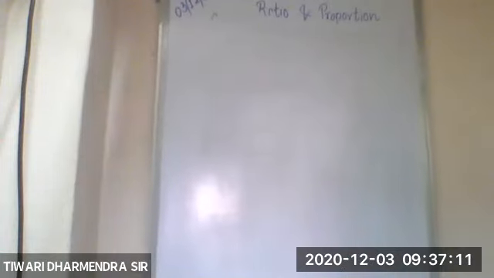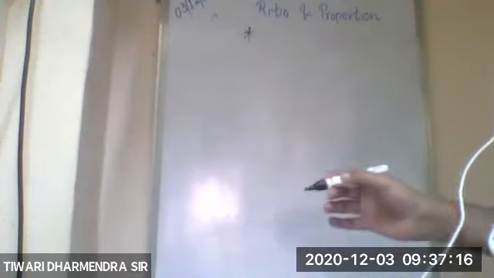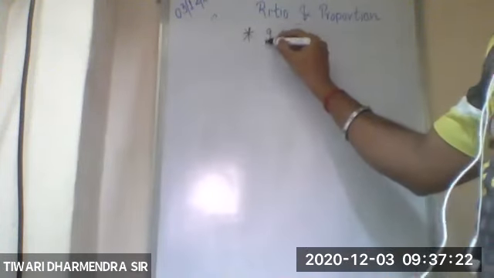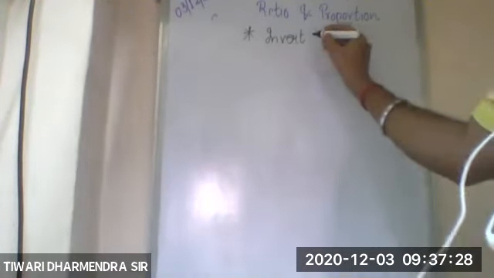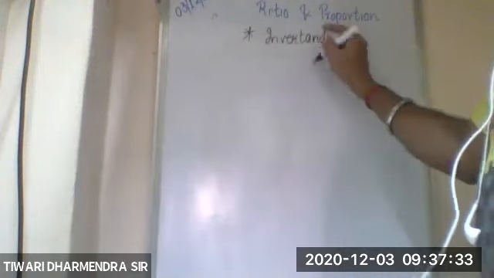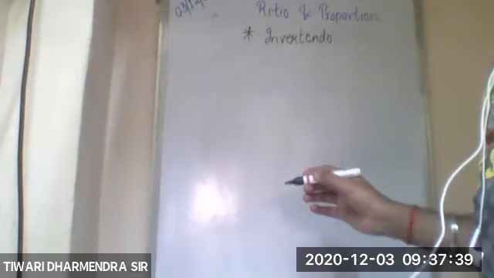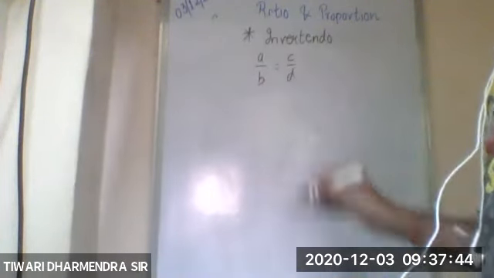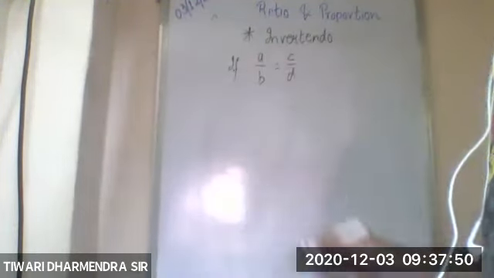So the first property we'll discuss is invertendo. Invertendo is nothing but it helps us to just reverse the given ratio. Inverting means reversing. So we have invertendo here: if a by b is equal to c by d.